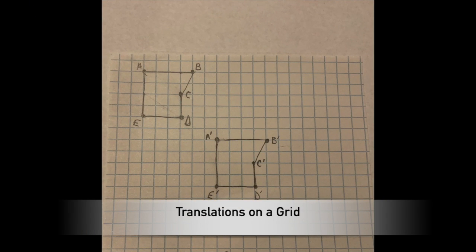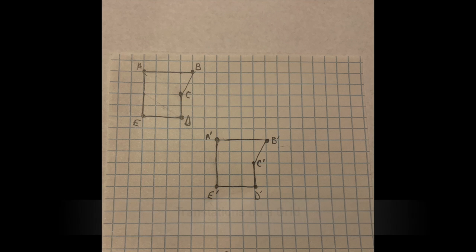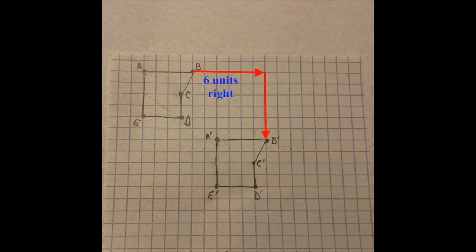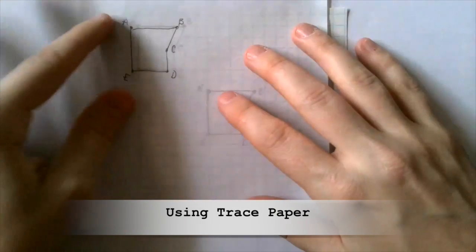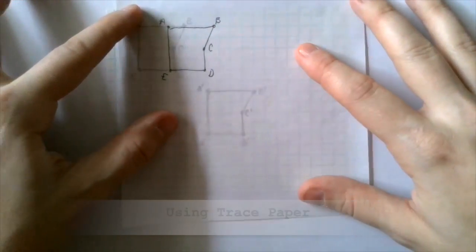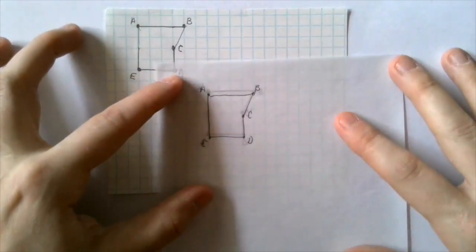Describing translations on a grid gets a little bit more tricky. You have to include the direction and the distance that each vertex of the shape moves. In this description, we are describing how figure ABCDE moves to ABCDE prime. We are moving each vertex 6 units to the right and then 6 units down. Using trace paper as a tool to check your description is also an okay idea.